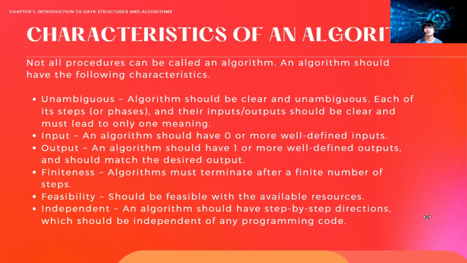Next is the input. An algorithm should have 0 or more well-defined inputs. Of course, if you have input, you also have output. It should have one or more well-defined outputs and should match the desired output. Let us say, create a program that will display the sum of two numbers. Your input is A and B, the first number and the second number, and your output is the sum of the first number and second number. So 1 plus 1 is equal to 2. The output is 2.